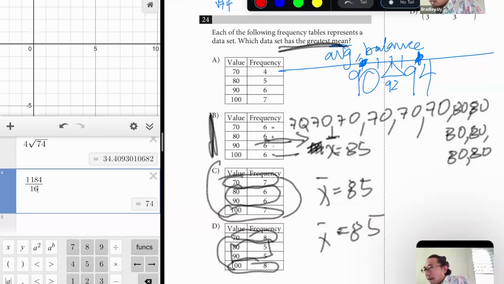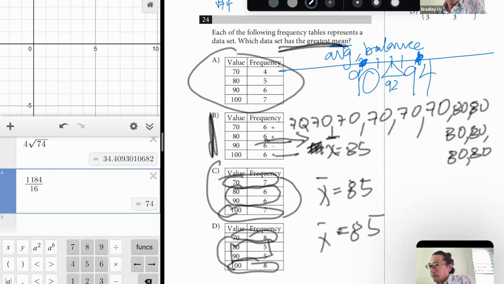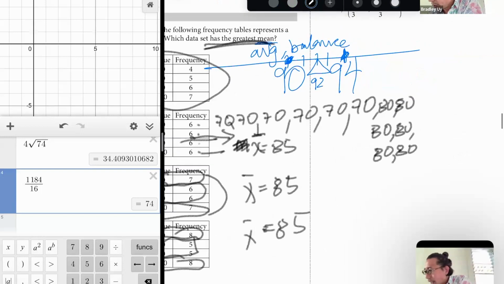You only had 4 tests that were kind of low. So your average of this is actually higher than 85, okay? So the right answer to this is A. All right, next question, 25.